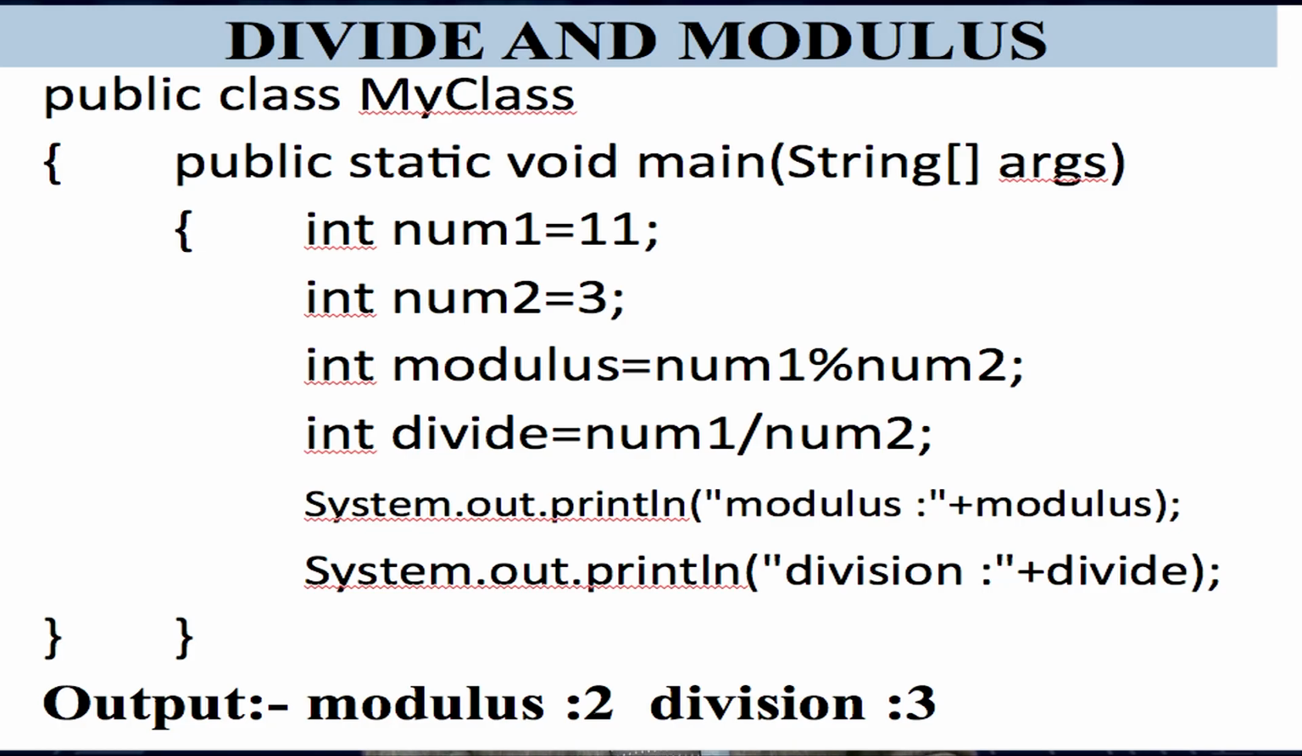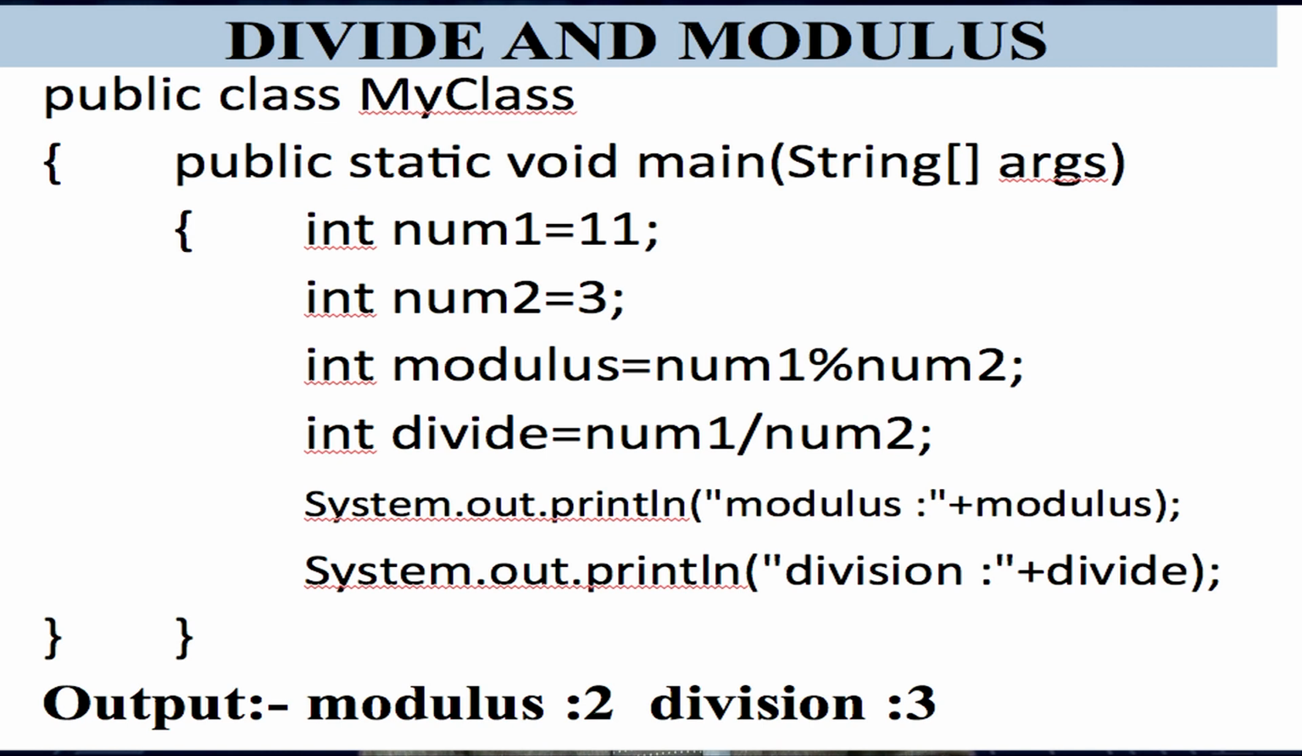In case of the division, you can see the fourth variable, the divide variable: divide equals num1 divided by num2. When we divide num1 by num2, the quotient will be stored in the divide variable. You can see the answer: we have two output statements, System.out.println for modulus and the second one for division. We have two variables, num1 and num2, and their values are 11 and 3.